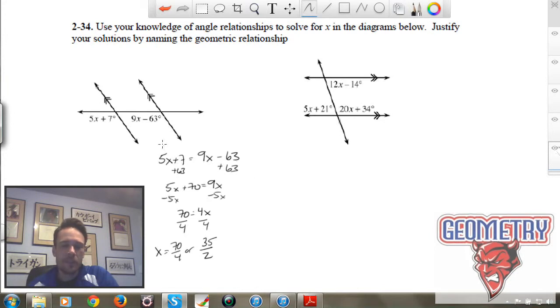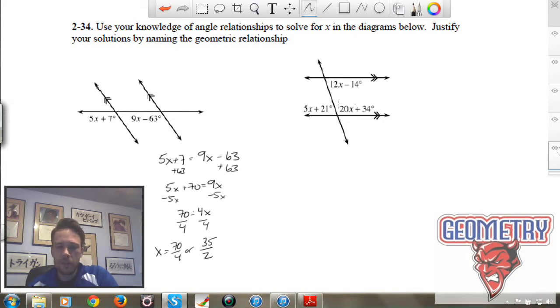But using corresponding angles being equal, create an equation to set them equal to each other, and then we just solve for x from there. This next one, we have a little bit of a choice. In fact, I see about 3 or 4 relationships right off the bat right here.